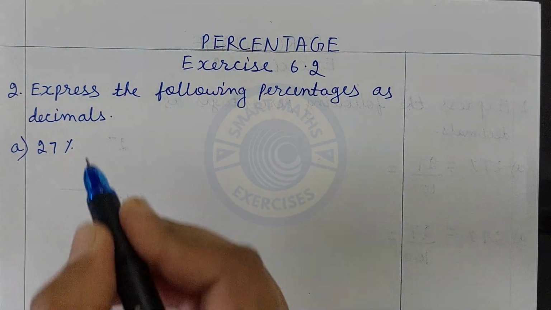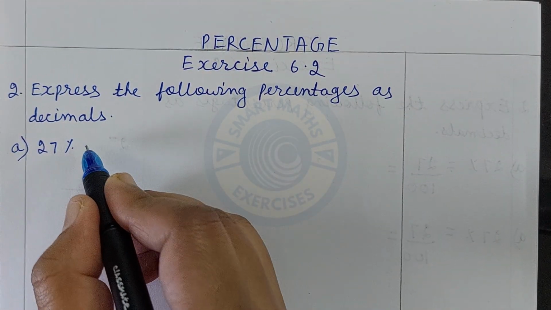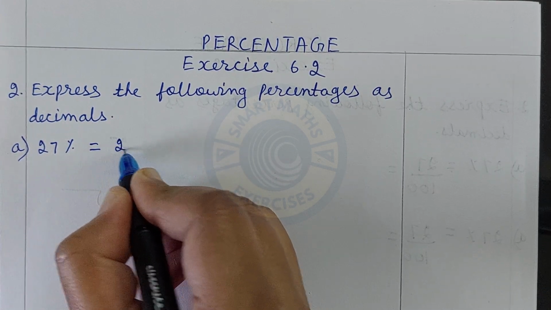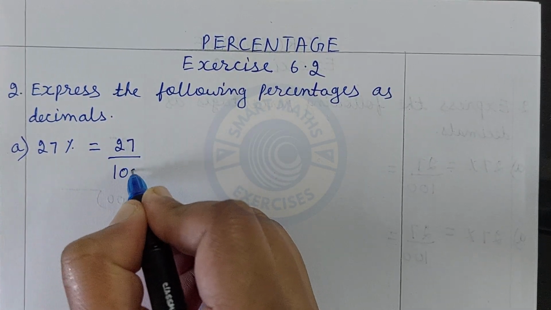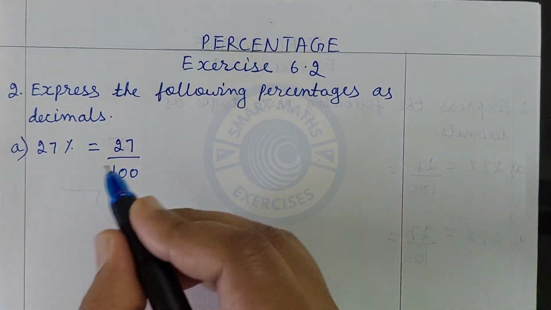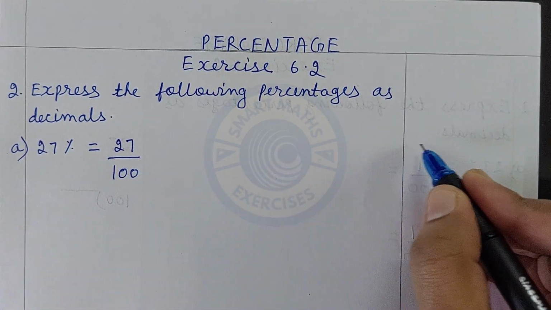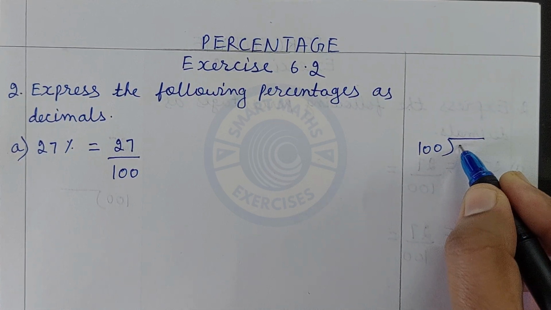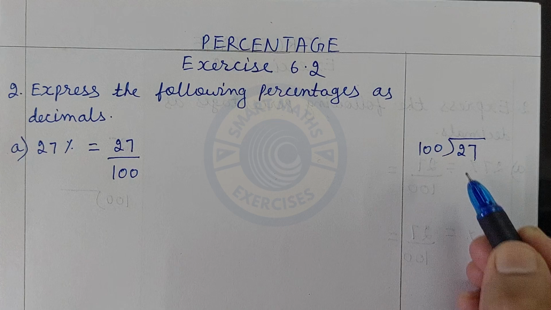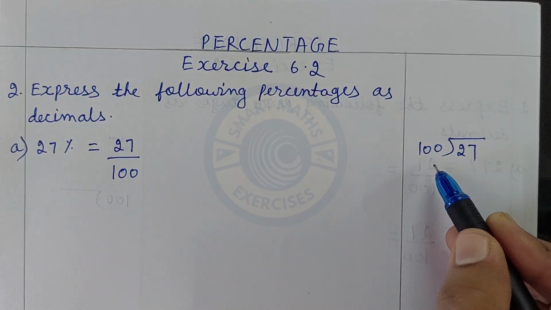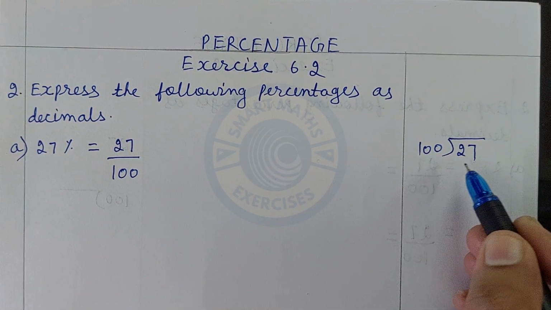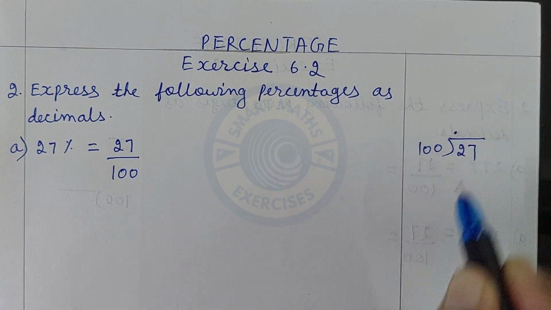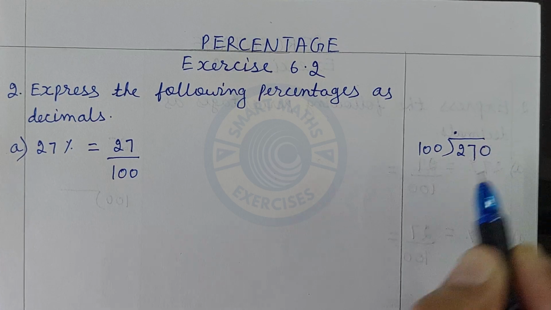27%. We can express this percentage as decimal by dividing the percentage with 100. That is 27 divided by 100. Now always we keep the denominator outside and numerator inside. Now 27 is less than 100 and it does not go in 100 table. So what we can do is we can add a decimal point and add a 0 here.